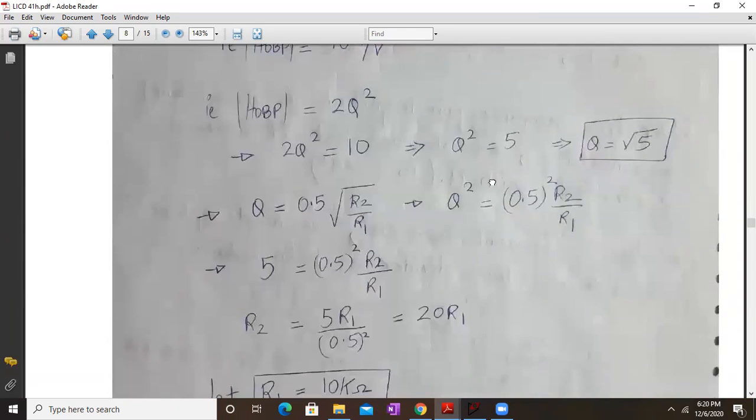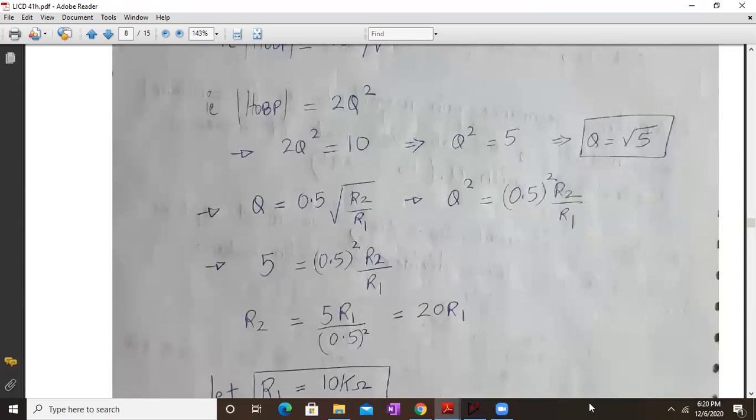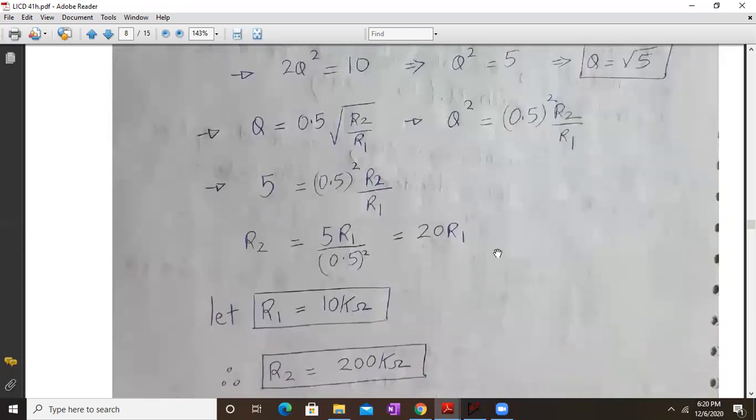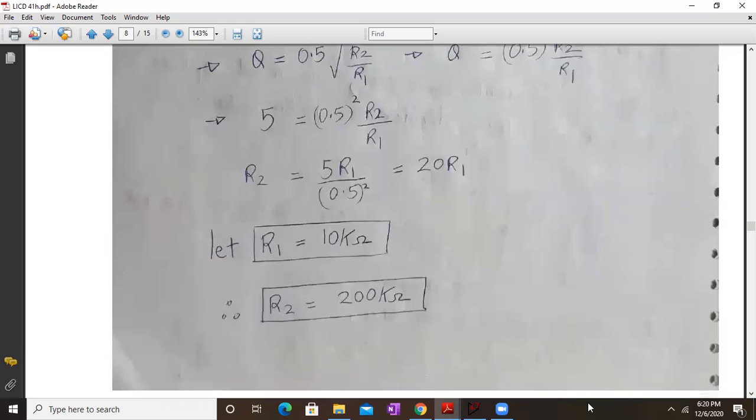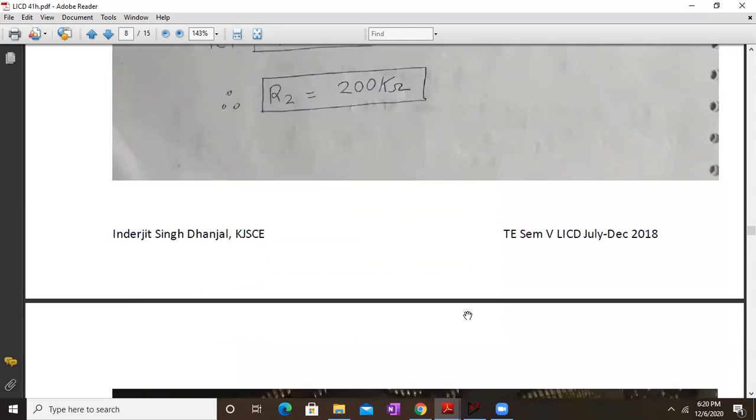Okay. And we know the formula for Q. Q is 0.5 into square root of R2 upon R1. So Q square will be 0.5 square into R2 upon R1, and Q square is 5. If you equate the terms, you will get R2 as 20 times R1. If you consider the value of R1 as 10K, then R2 will be 20 times 10K, that will be 200K. So this is how we find the value of R1 and R2.